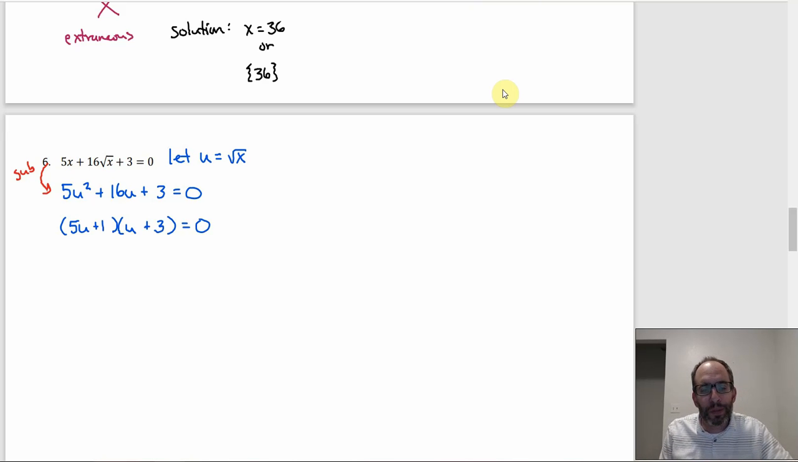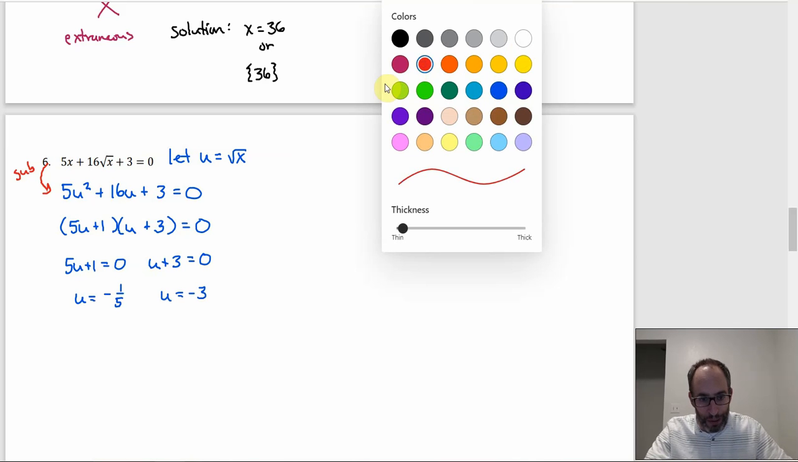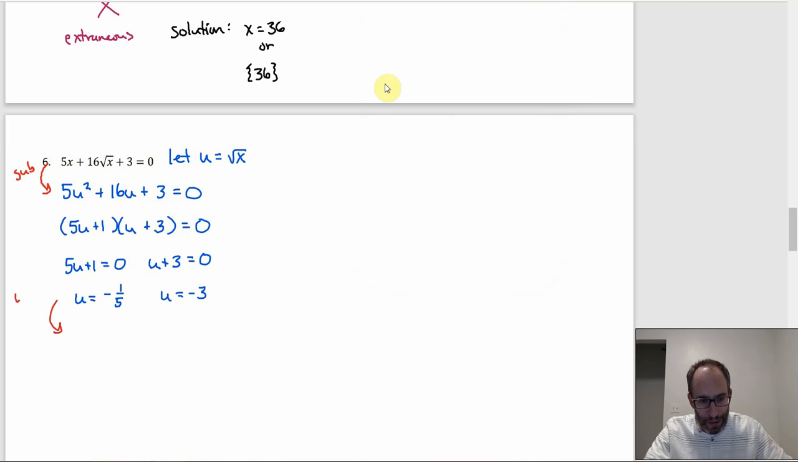All right, so anyway, here, if you go through the solving, you'd have 5u plus 1 equals 0, and then u plus 3 equals 0. If you solve this one, it's 2 steps, but you'd get that u equals -1/5. And then here you get that u is -3. And then if you back sub, we're going to get the problem in both of these, where we have a square root equal to a negative.